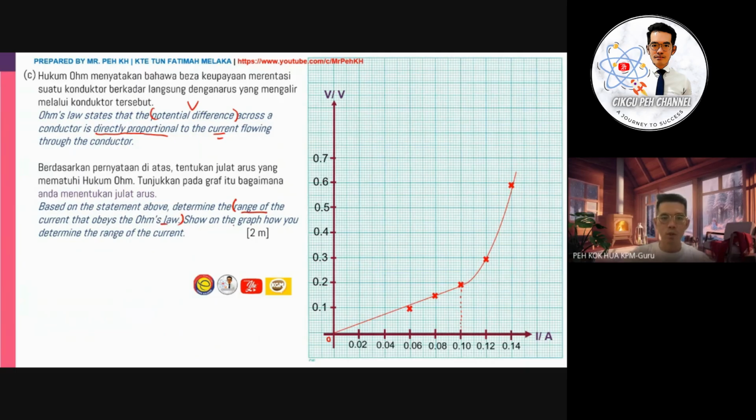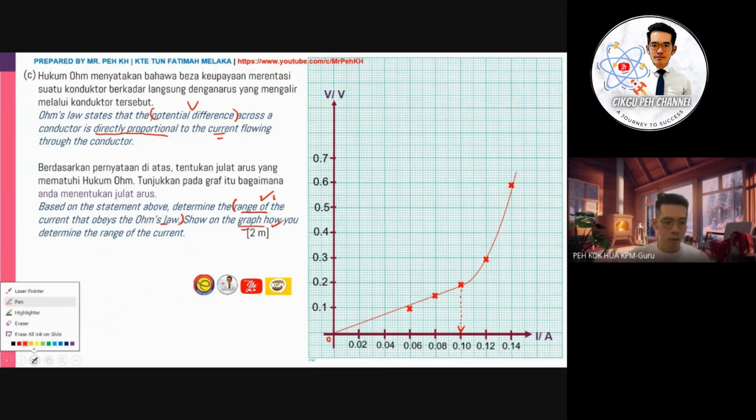Okay, and then the second part, show on the graph how you determine the range. Here you need to give 2 marks. The range will be 1 mark, and showing on the graph the position where it obeys Ohm's law, you need to draw the line. It will be this line on the graph.